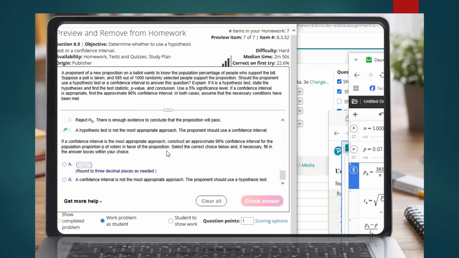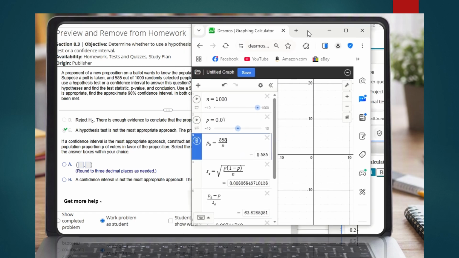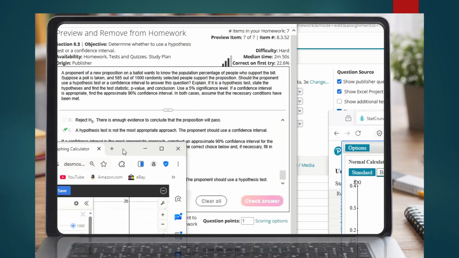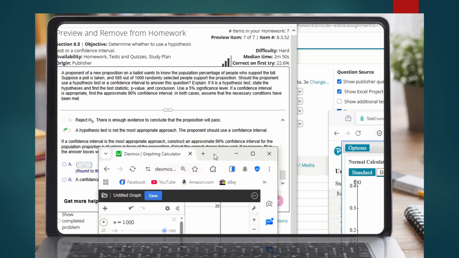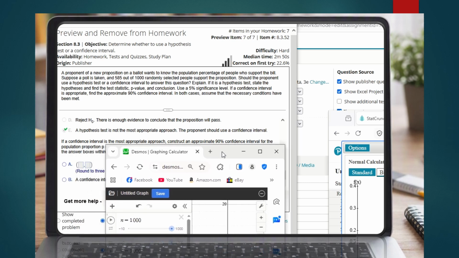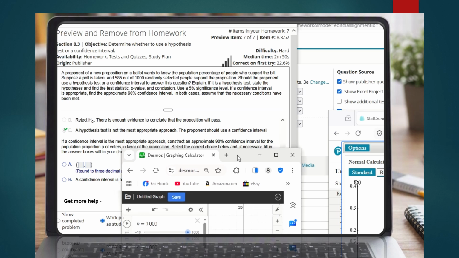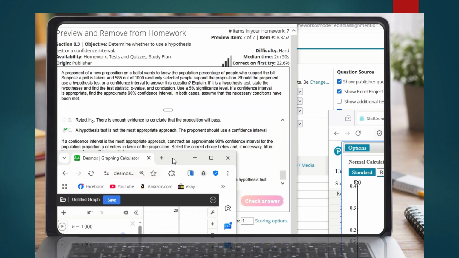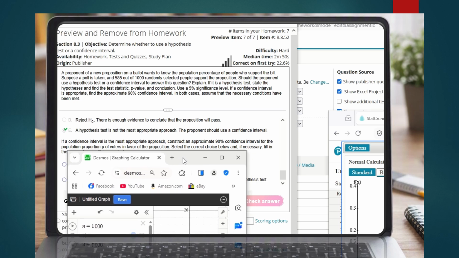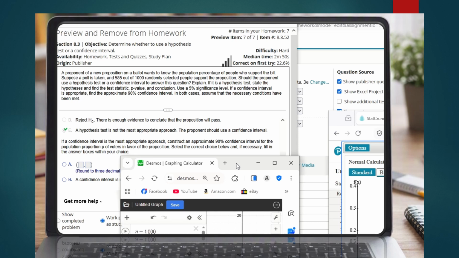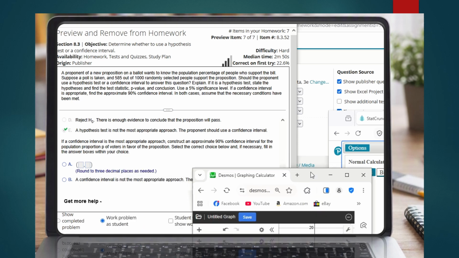Maybe we can convince the computer that that's what we're going to do. So there we go. Now we got it set up. Now the confidence interval is the most appropriate approach. Construct an approximate 90% confidence interval for the population proportion of voters who favor the proposition. Select a correct choice below if necessary.